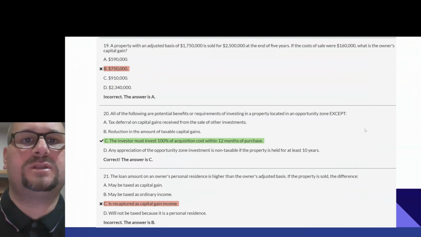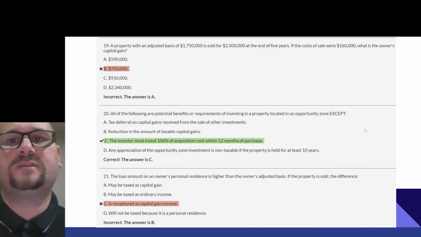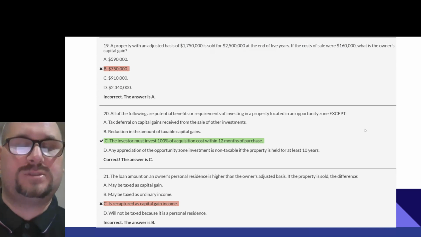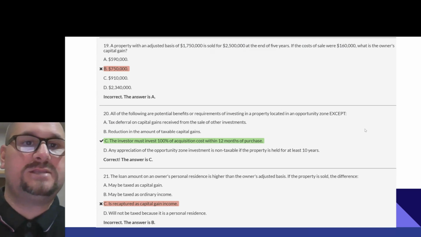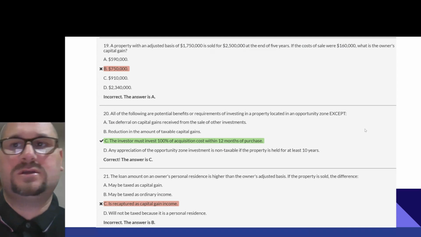All right, property with an adjusted basis of 1.75 million, sold for 2.5 million at the end of 5 years. If the cost of sale is 160,000, what is the owner's capital gain? It is alpha, 590,000. So you're going to do some math for that.